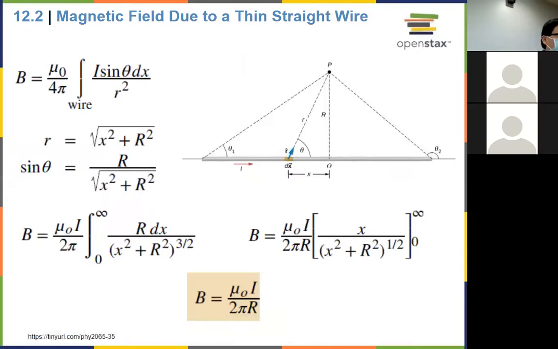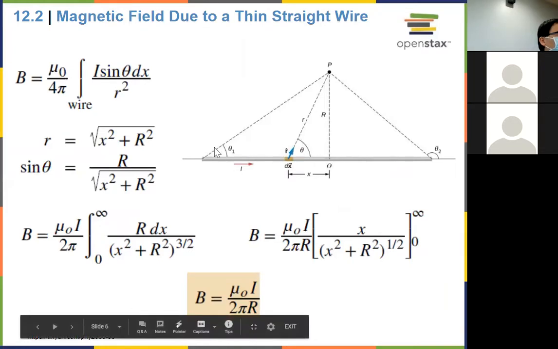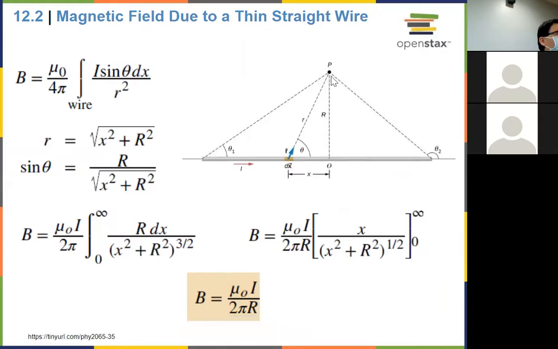So today we are going to look at an application of the Biot-Savart law. We will look at a thin straight wire. If this wire carries current I, what will be the magnetic field at the point P, which is a distance R away from the wire?